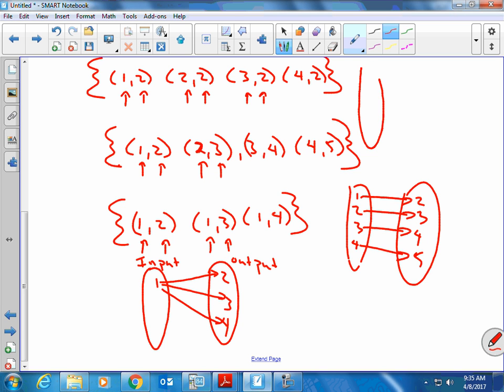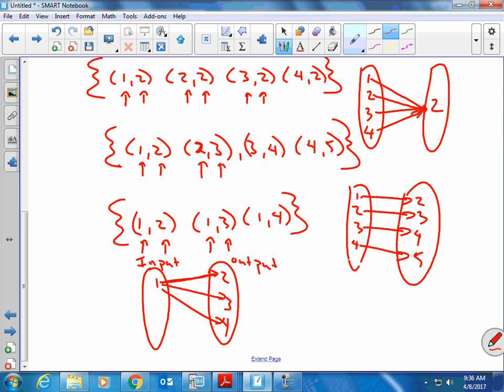Well, how about this top one? That's kind of weird. The input is 1, 2, 3, 4. The output is 2. Does the output from 1 go to one number? Yep. Does the output from 2 go to one number? Yep. From 3? From 4? Yep. They all go to a single number. Unlike over here, this third example, my 1 goes to 3 different outputs.